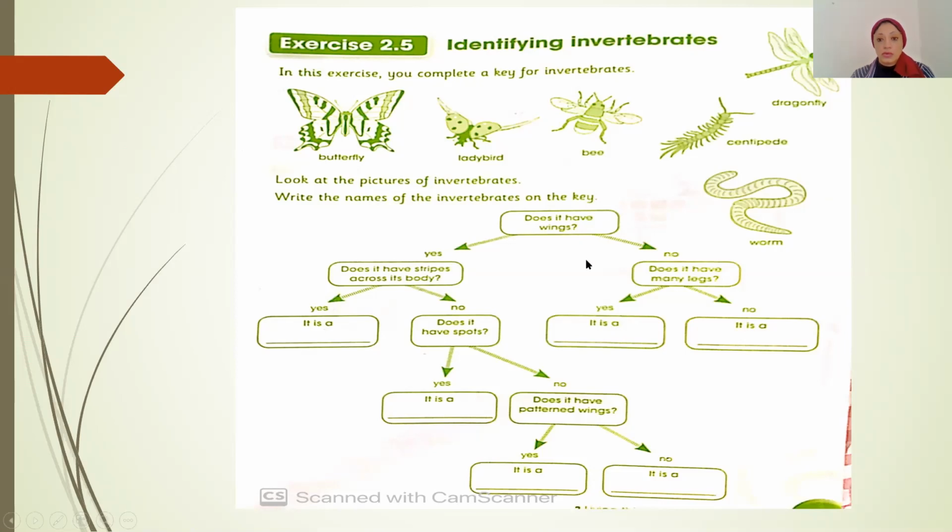Then let's go to if the answer is no. Does it have wings? So you have to choose between centipede and worm. If the answer is no, let's go to this question. Does it have many legs? If the answer is yes, it will be centipede. If the answer is no, it will be the worm.